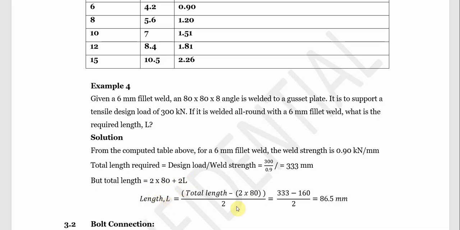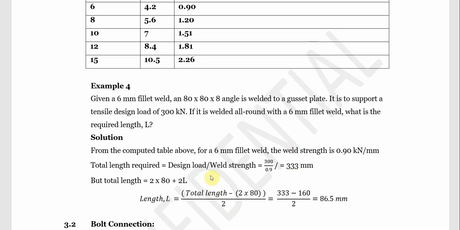So that way we have to divide by 2 to get this. Now, if we use this formula, we are going to get something like 333 minus 2 times this, that's 160, divided by 2, which is this. Now this is our total length for the weld. I think this one is simple enough. The total length required for the weld is this.